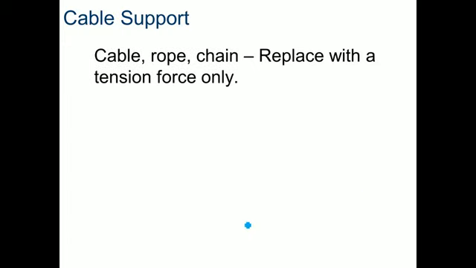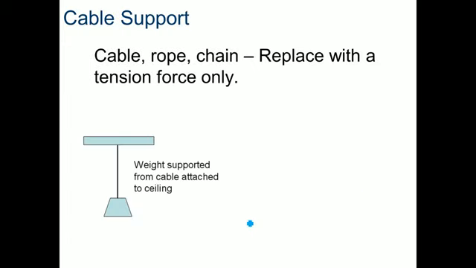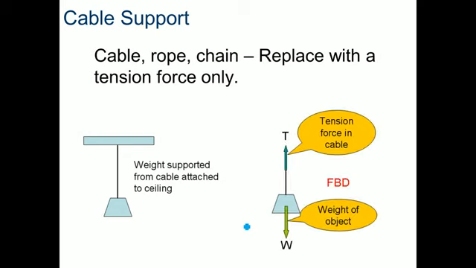So we'll use different letters as we go through. So let's look at a cable support. Here I have a weight hanging from a ceiling. We have the tension force in the cable, which is what I told you before, always a tension force in the cable, and I have the weight of the object. This is just that I'm drawing a free body diagram.